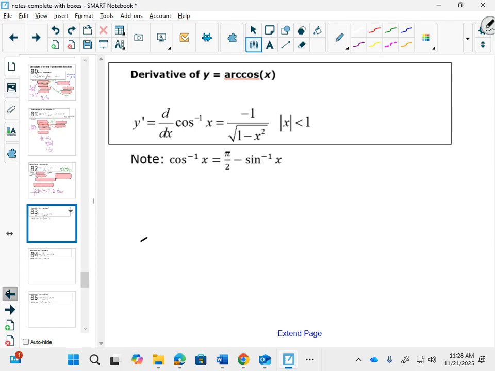So if I draw a triangle, and you have a 90-degree angle here, okay? And I make this theta, and if I think in radians, does it make sense that this is 90 minus theta in degrees, or in radians would be pi over 2 minus theta?